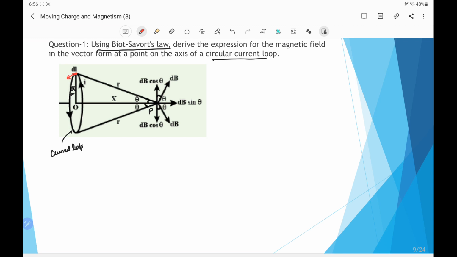If we check, this branch is towards our side in upward direction, so this current element is perpendicularly upward, and this is the radius vector, that is the vector which is along the point from the current element. And the magnetic field by Biot-Savart's law, we have already discussed that dB, in vector form, is equal to mu naught by 4 pi I dl cross r by r cube. If we write it in magnitude terms, then it will be mu naught by 4 pi I dl sin theta by r square.